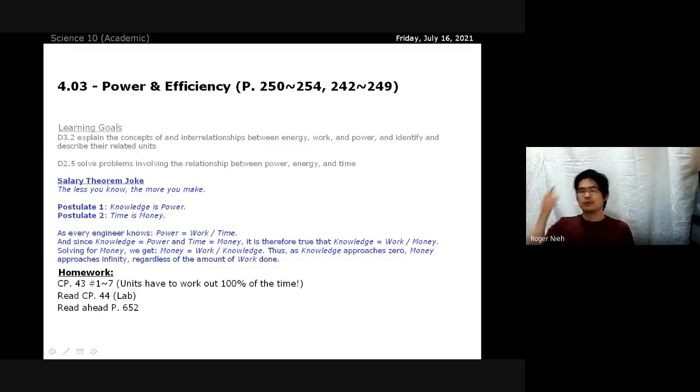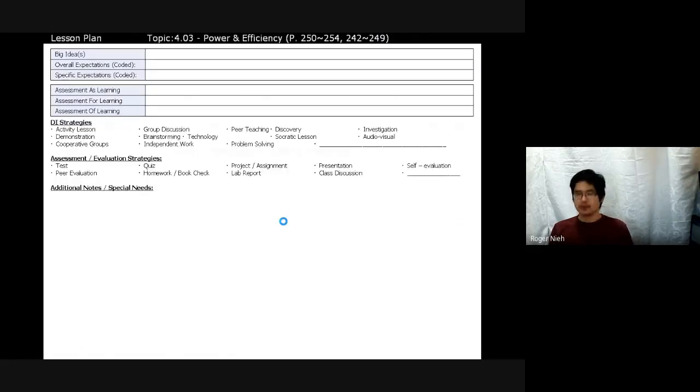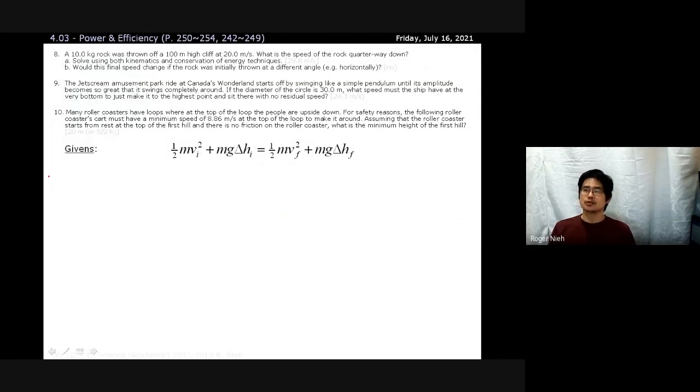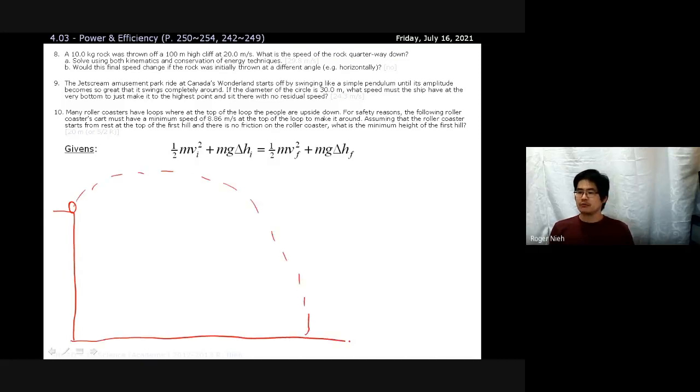Before we begin with regards to power and efficiency, I just want to clarify question number 8 in your homework, because it does reveal something very important with regards to things being launched. With question number 8, we have an object that's being launched at the top of a cliff. It's going to be launched and it's going to fall. And the question is, how fast is it traveling when it's at this point over here?